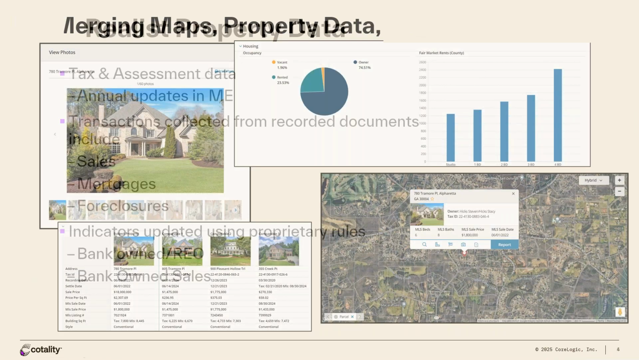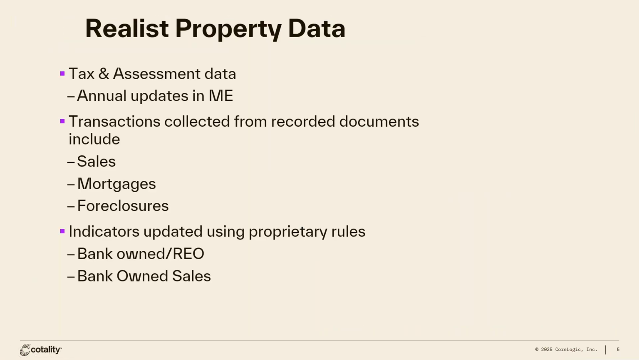As far as the data that we bring in to Realist, taxes and assessments are updated annually in the state of Maine. So once a year, you'll see those updated. Now, transactions like sales, mortgages, and foreclosures, those are going to be updated much more often than yearly. It's going to depend on which county that we're talking about for me to be able to tell you exactly how often each and every one of these counties update.